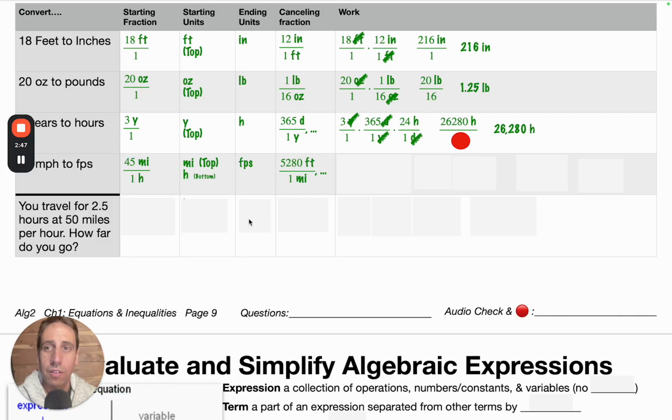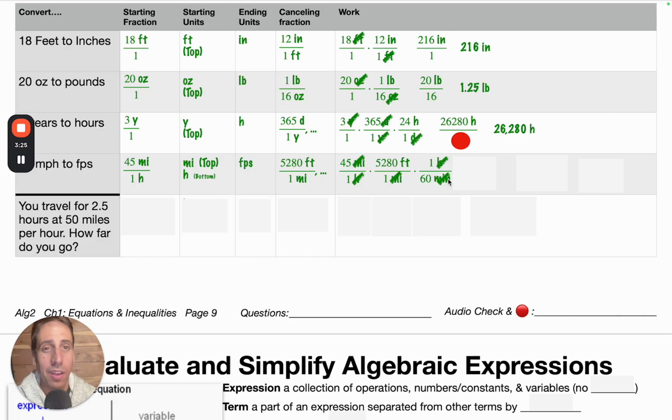So we're going to start with 45 miles over 1 hour, and a first canceling fraction is going to be, like I said, miles in the bottom to cancel out the miles in the top, and then 5,280 feet in the top. So now, if I were going to stop here, I would have feet in the top and hours in the bottom, but I want to cancel that out also. The way you cancel out hours is with minutes and hours. Notice, to cancel out these hours in the bottom, I'm going to put this unit, hour, in the top. It's not 60 over 1, it's 1 over 60, 1 hour over 60 minutes.